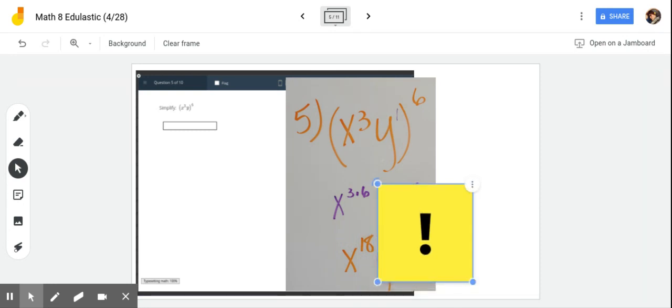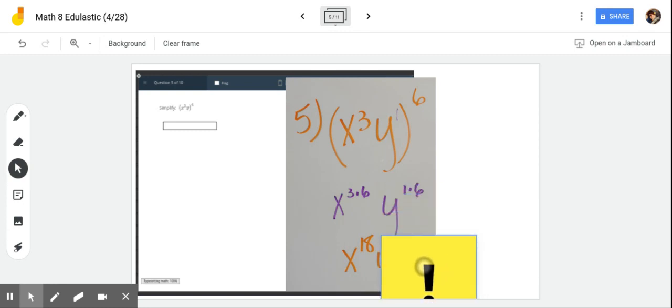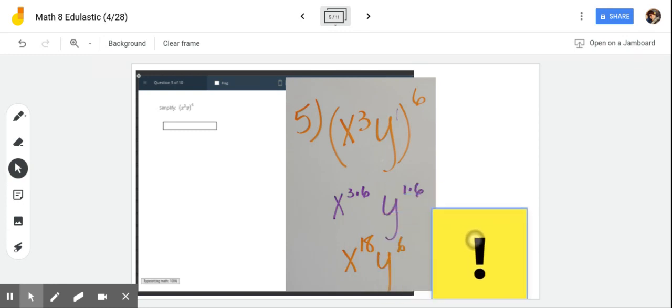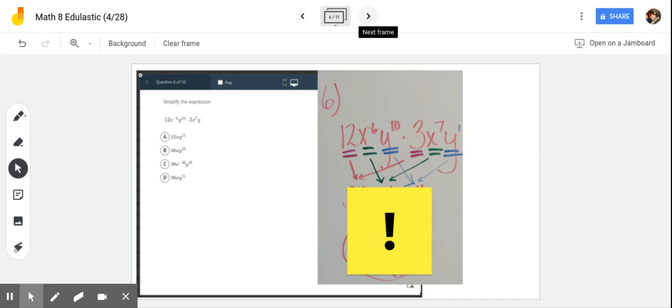As we look at the y's, remember that if you don't have an exponent, you know the exponent is 1. So I've got y to the first power times the 6th power, and I end up with y to the 6th. So my final expression is x to the 18th, y to the 6th. When you have a power to a power, you keep the base, multiply your exponents.